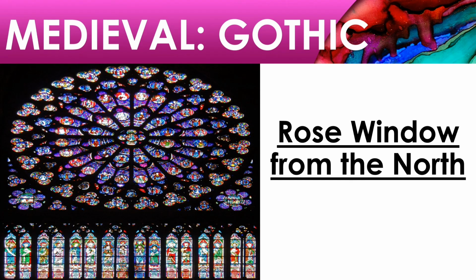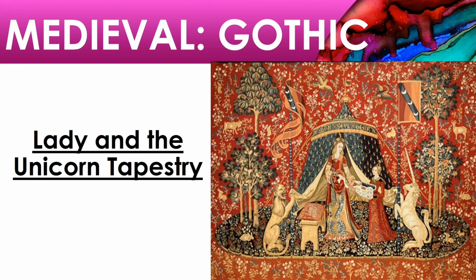These are the large circular stained glass windows found in Gothic churches. Another example of painting in the Gothic era is the Lady and the Unicorn Tapestry. The elaborate mille fleurs or thousand flower backgrounds form hypnotic patterns.